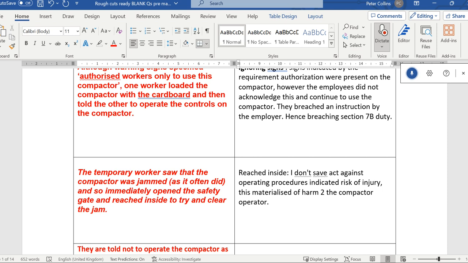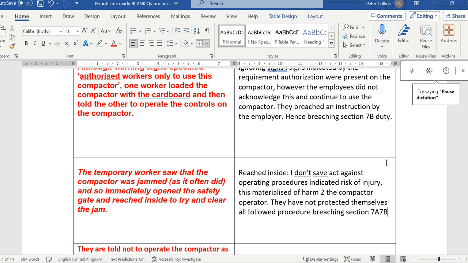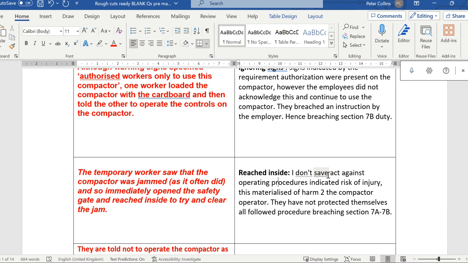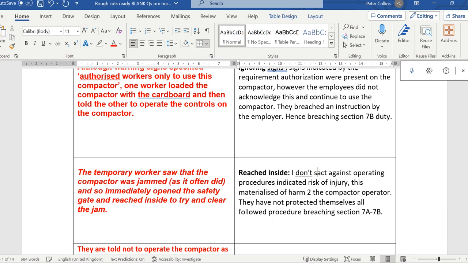They have not protected themselves or followed procedure, breaching section 7A, 7B. Okay. So I might want to tweak it a little bit here. Reaching inside is my point. So you can see here with the dictate function, just be cautious of it as well.